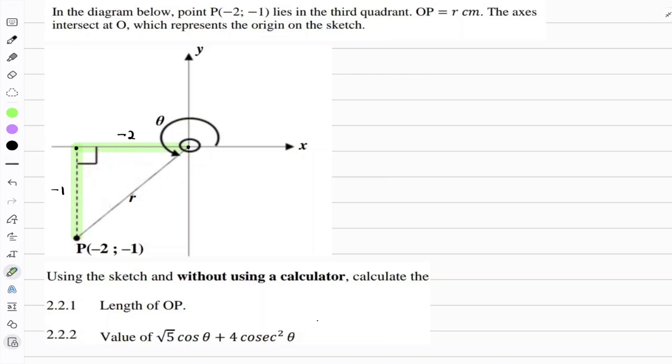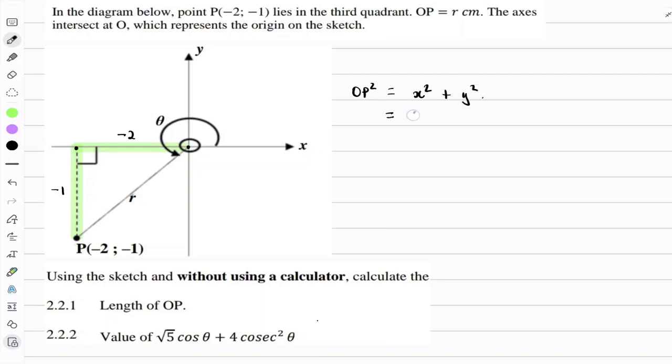So let's move on to the questions. It says using the sketch and without using a calculator, calculate the length of OP. OP on the sketch is this line here, so we need to calculate its distance. So we can apply Pythagoras' theorem. The square of the hypotenuse is equal to the sum of the squares of the other two sides.